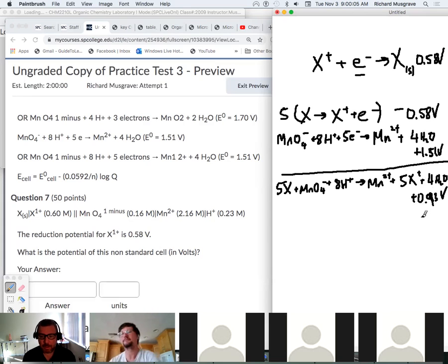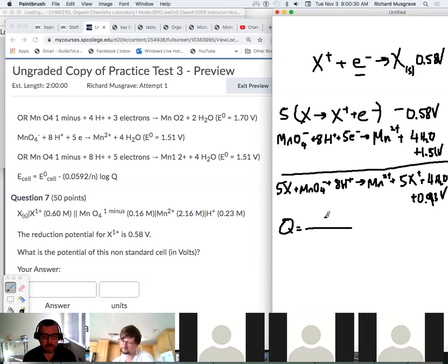Does anybody have any questions? Now remember, when you multiply the reaction, you don't multiply the voltage. If you flip the reaction, you do flip the voltage. That's what we did in the first step. Then we apply the Nernst equation. So we have to find Q here. And Q is going to be products over reactants.